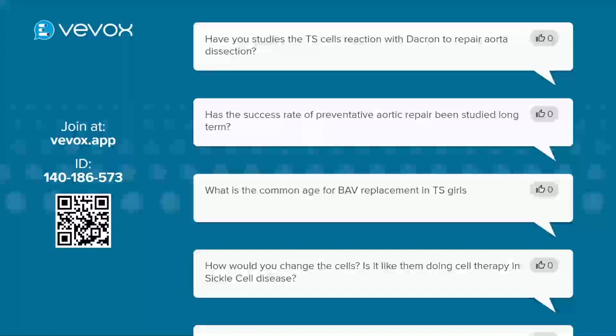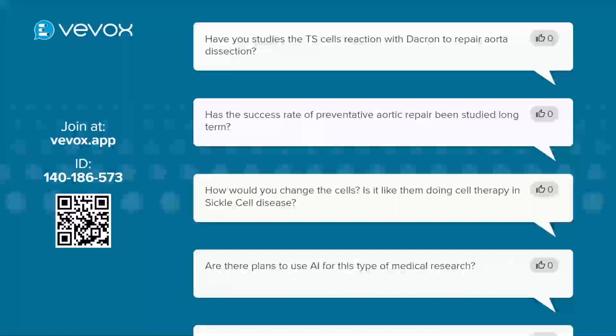What is the common age for BAV replacement in TS girls? There is no common age. It really depends on the function of the valve, and so that's a question to ask your doctor. Not everyone with a bicuspid valve needs to have their valve replaced. It's not inevitable. There are good ways to take care of your heart valve to make it last longer. One of them is, of course, to control high blood pressure, because that decreases the wear and tear on the valve. But there are other things that you can do, and really everybody's an individual who has a different timeline for their valve. You need to get accurate information about it.